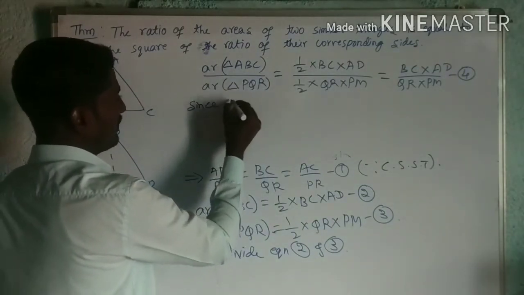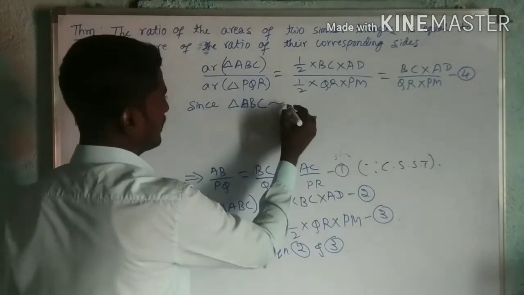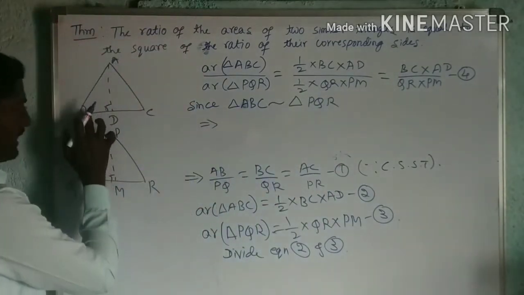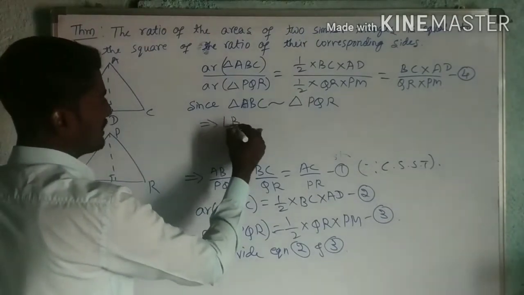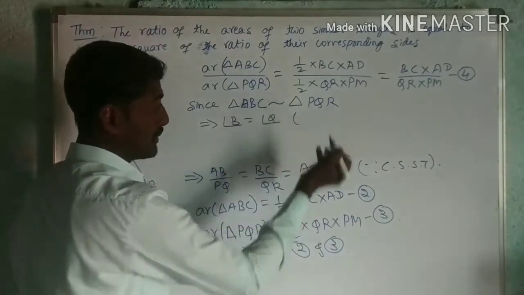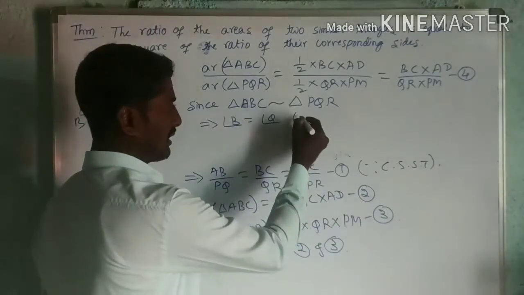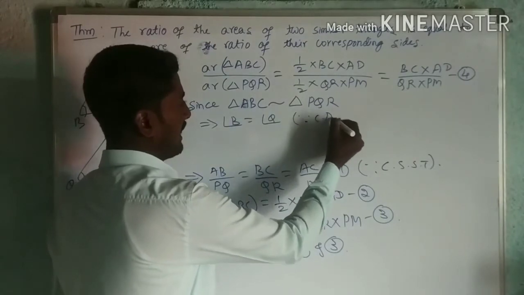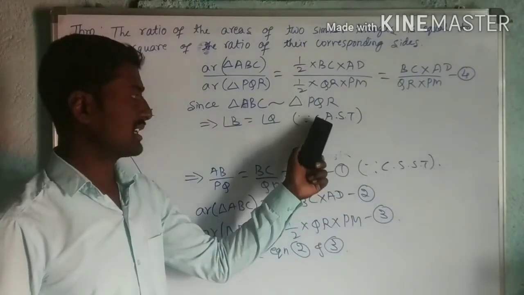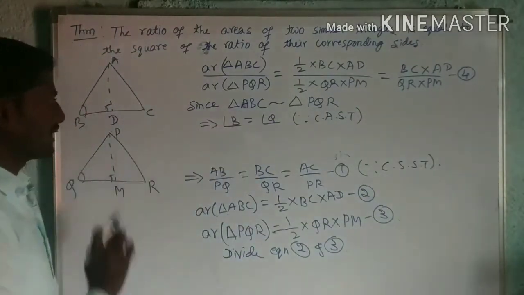Since triangle ABC is similar to triangle PQR, this implies what I can write? Angle B is equal to angle Q, because corresponding angles of similar triangles are equal. You can give the reason like this, and you must write it in words: corresponding angles of similar triangles. Angle B is equal to angle Q.